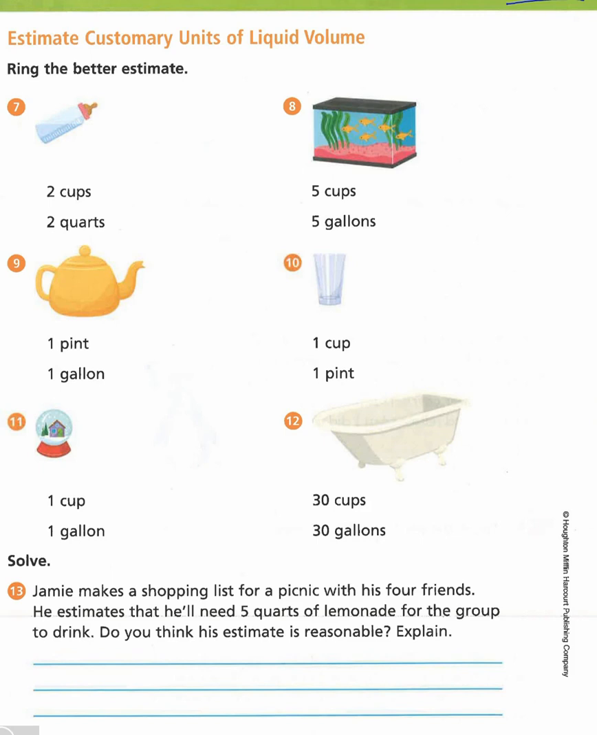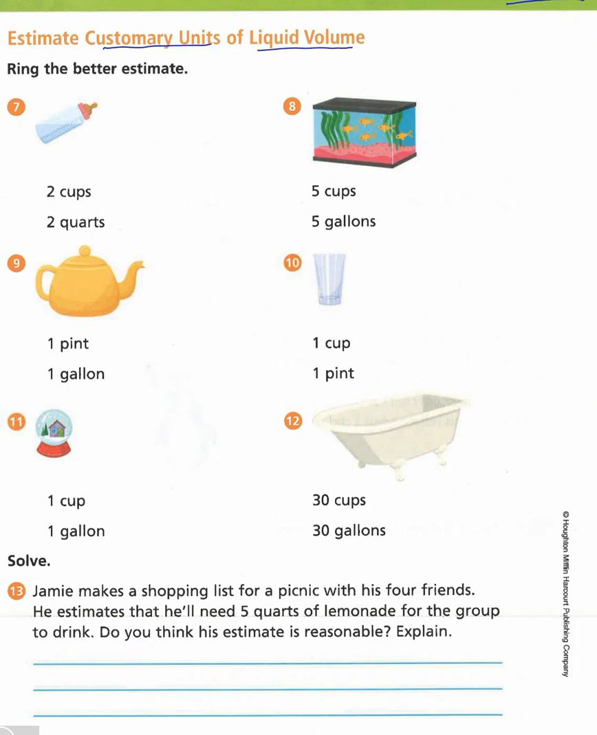So on these pages, we're going to continue with customary units. Now this is customary: the units like cups and quarts and gallons and pints and things like that that are used pretty much just in the United States and maybe another country, but most of the world uses the metric system, which we'll learn about in another lesson. But again, we're talking about liquid volume, which is the liquid inside a container.